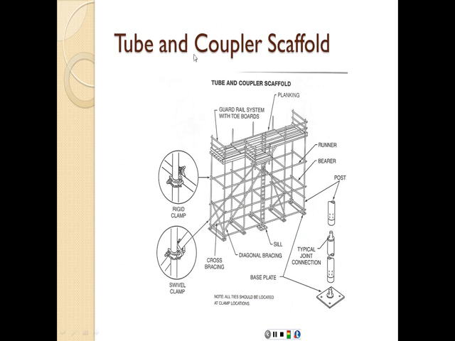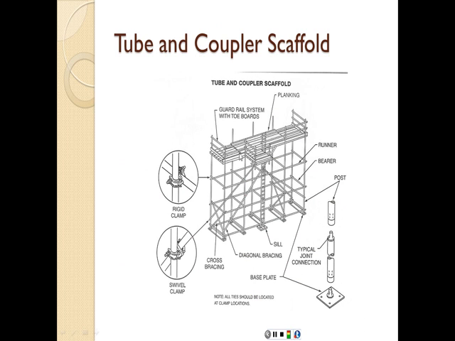Starting with a tube and coupler scaffold, this is one very commonly used in construction. So it's composed of several tubes that are connected together with couplers, something like that. It should have a base on which the tube is going to be erected, or the post, and then the joint for the connection between two posts. So these are the different components of it.